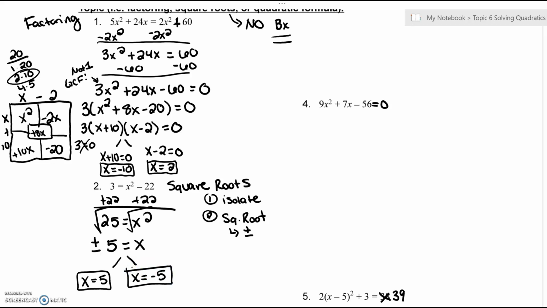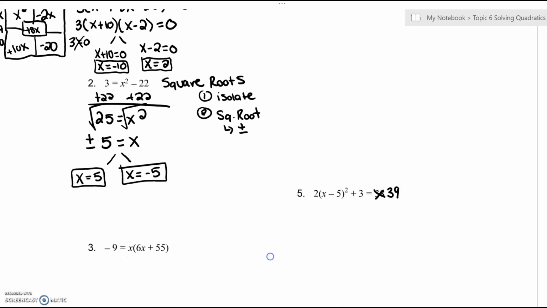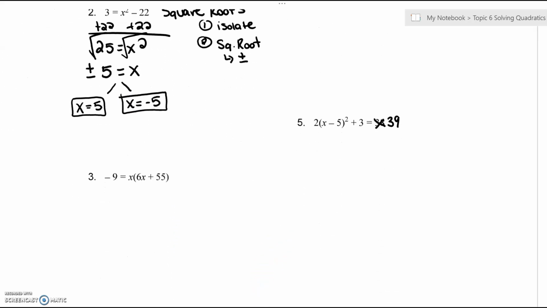Okay, so not so bad. Step 3. We have to get this in a way that we're used to looking at it. I don't like having the parentheses and this x up front. So let's start by distributing before we decide how to solve this. I have negative 9 equals 6x squared plus 55x.